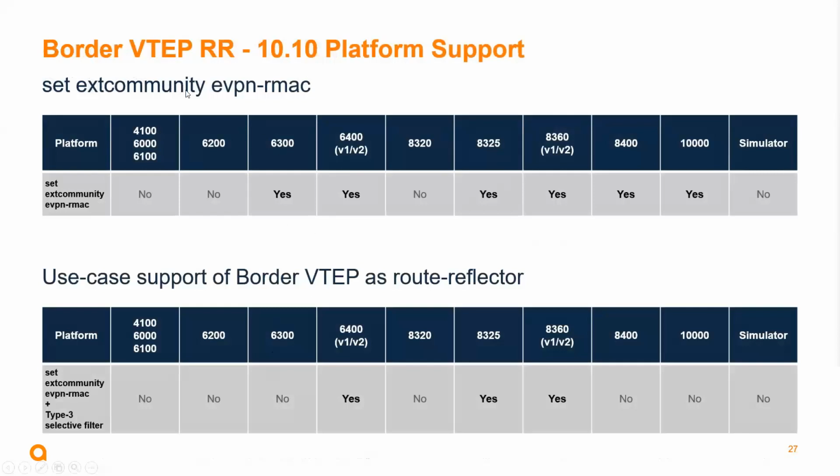First of all, you understand there is that new command in the CLI. This is the extended community VPN route map. That command is available in the control plane for many other platforms. However, there is a subset that is supported and tested because of the Type-3 selective filter that I explained before. So only the 6400, 8325, and 8360 are qualified for that feature in 10.10.